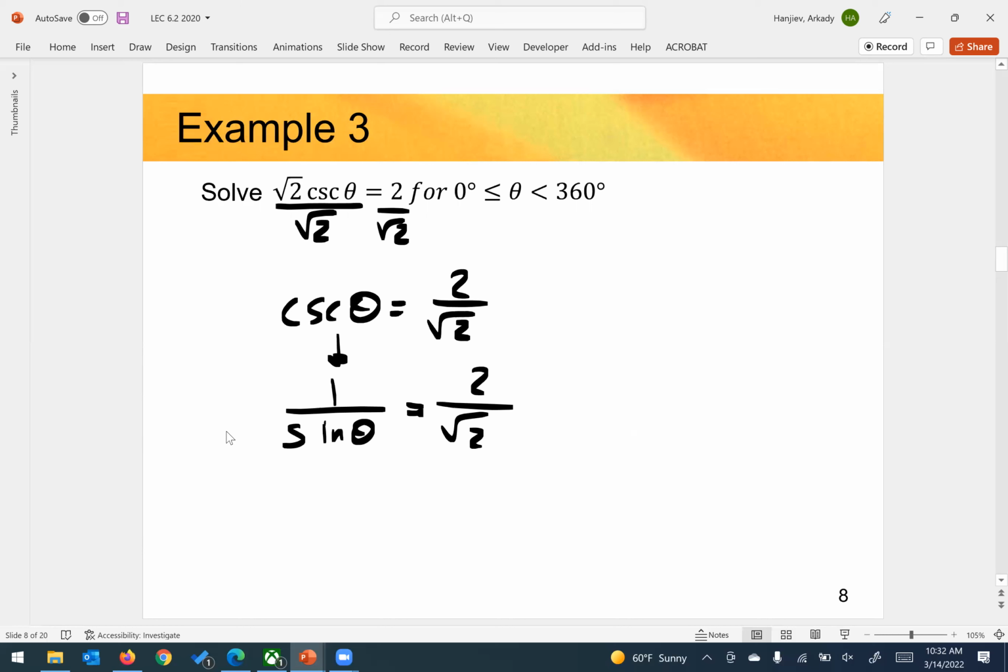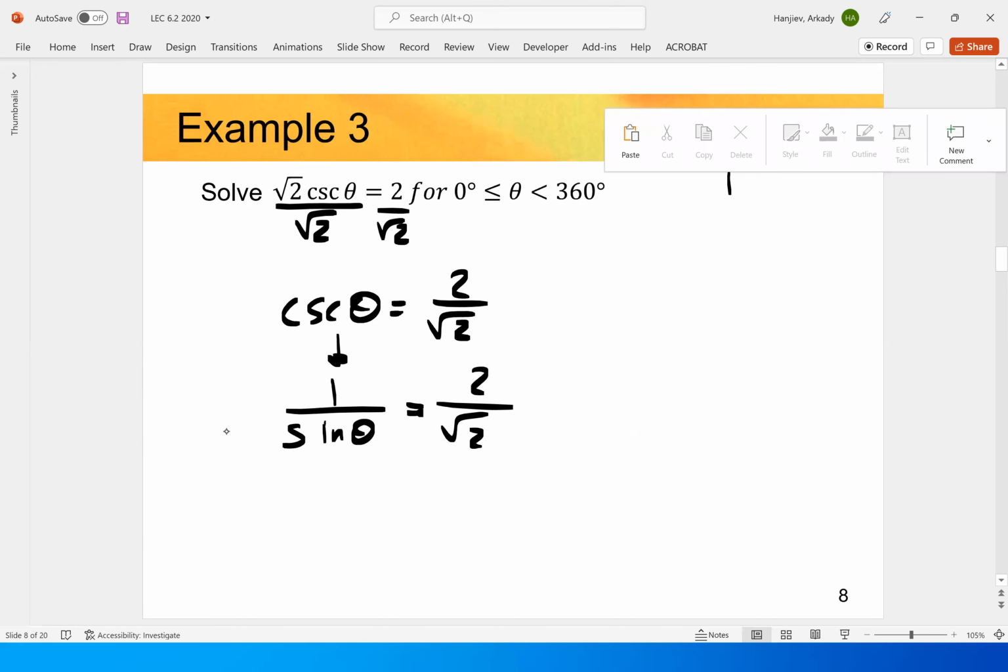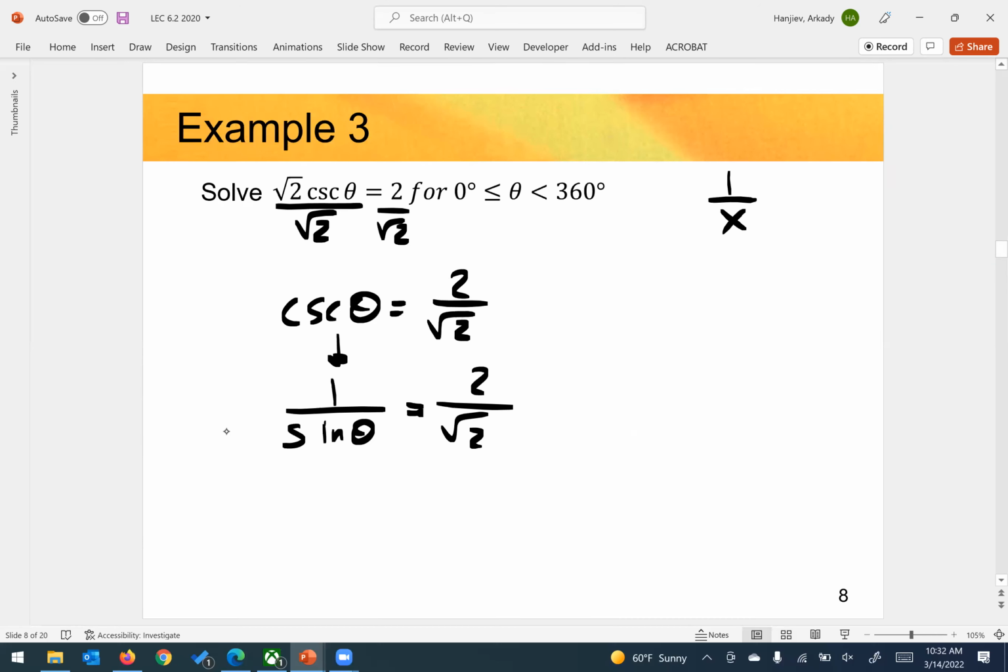And real quickly here, let's see. How do I do this here? Let's think back to algebra. If I have 1 over x is equal to 1/4, let's say, right? Could I say, oh, that's easy, because x is equal to 4.